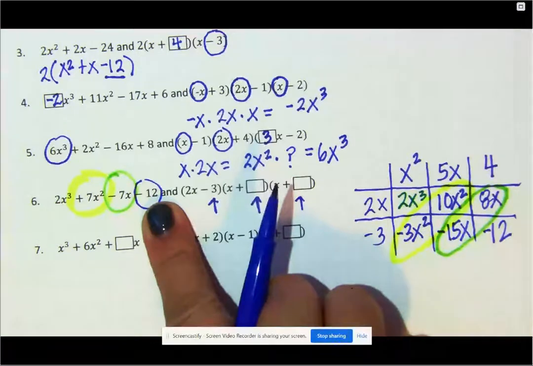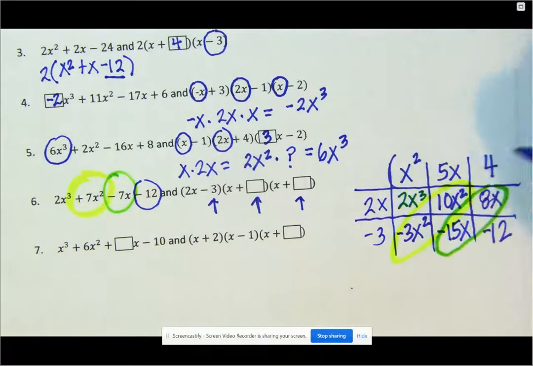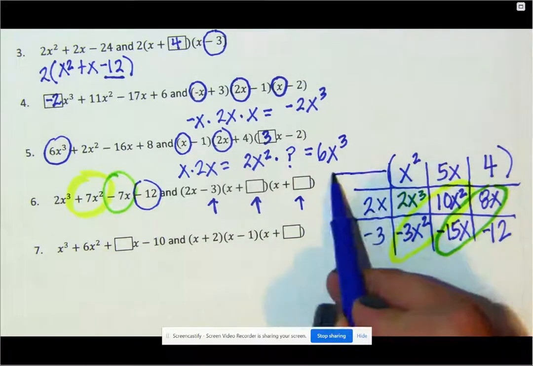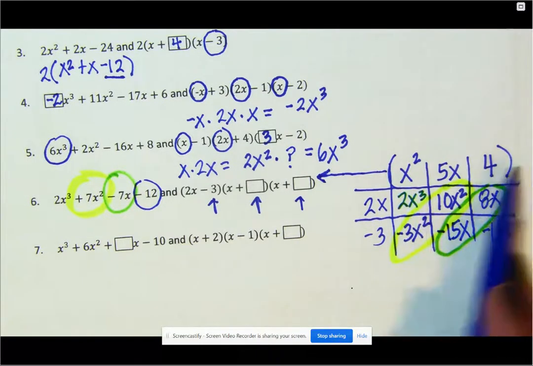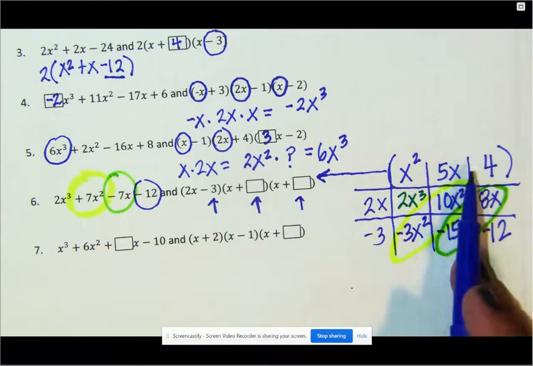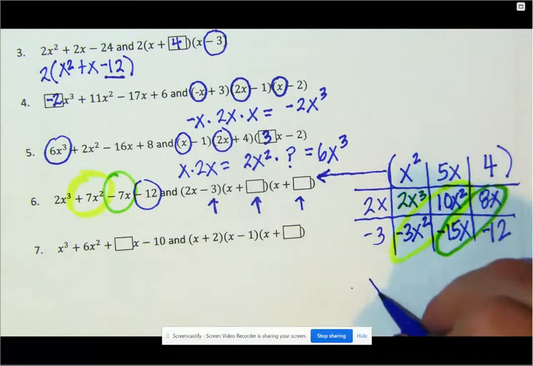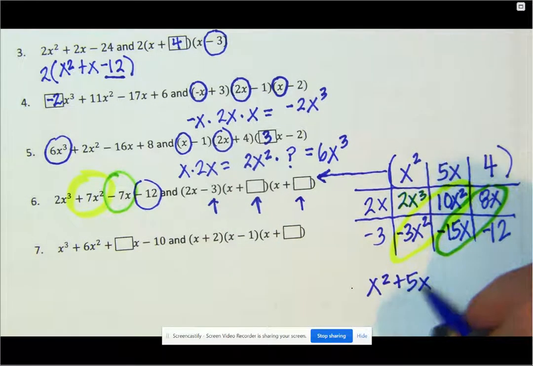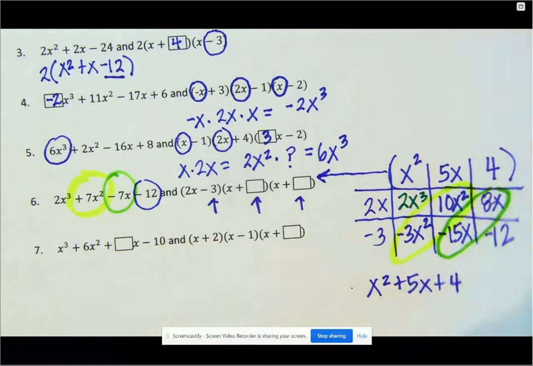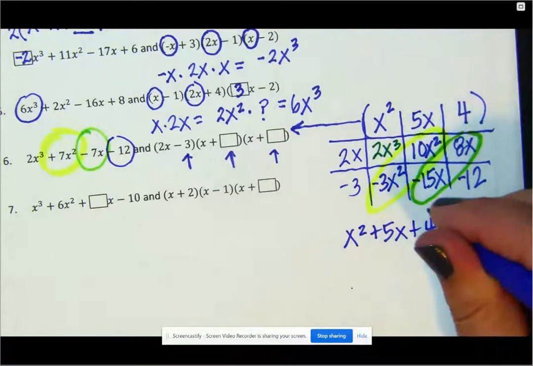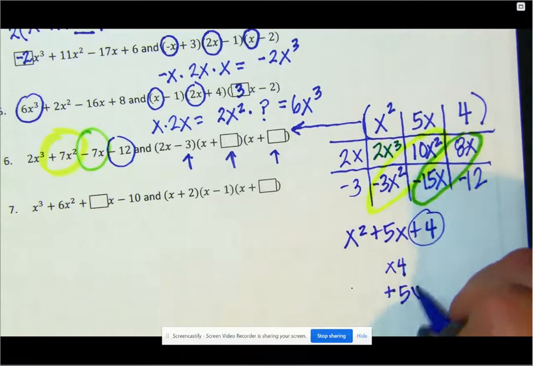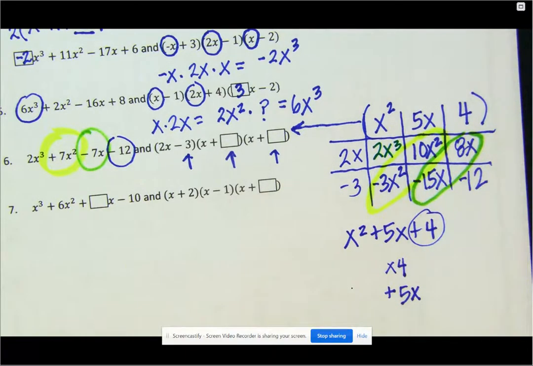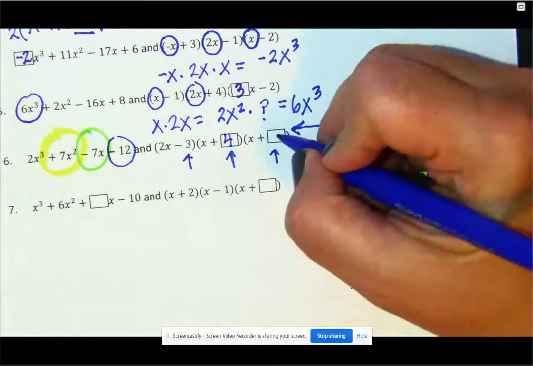Now, why did I do that? Because now this is the second degree polynomial that these two linear factors come from. So now I've just got to figure out what are the two numbers that go in there. What's the puzzle? What two numbers multiply to the last but add to the middle? So what two numbers can multiply to 4 but add to 5? 4 and 1.